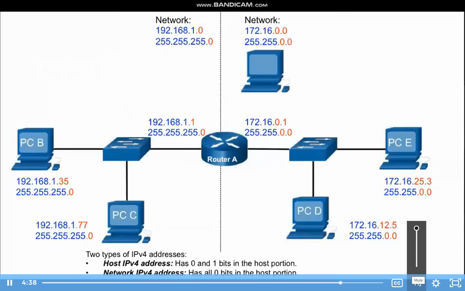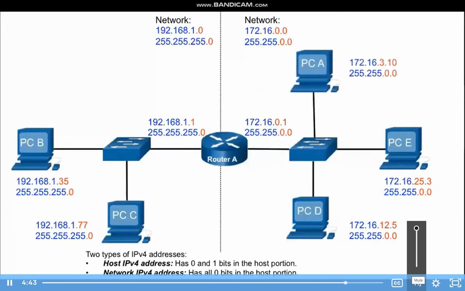If PCA moves to a different network, its IPv4 address will change and it will share the same subnet mask along with the same network portion of its address with all other devices on that network. As you can see, PCA now has the IPv4 address 172.16.3.0 with the subnet mask 255.255.0.0, which means it's part of the 172.16.0.0 network.